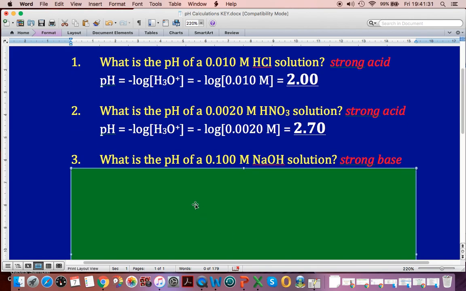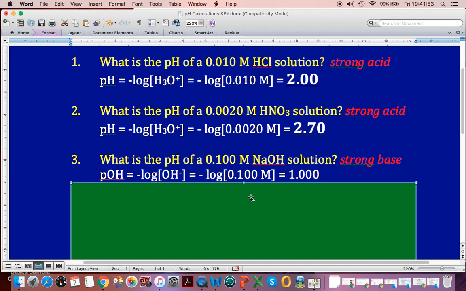Number 3, what is the pH? It's a 0.100 M sodium hydroxide, so it's going to be a strong base. Since we have the sodium hydroxide, it'll completely dissociate, so that's going to be our concentration of hydroxide. We're going to have a little extra work to do because we're going to first figure out our pOH and then convert that to pH.